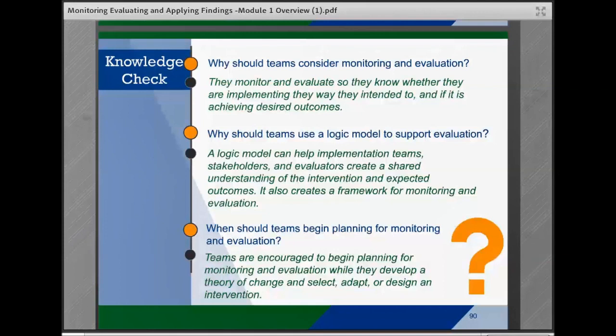Up next is a more in-depth look at consider the circumstances and needs of the agency, the first function in part 1 of the Setting the Stage for Monitoring and Evaluation.